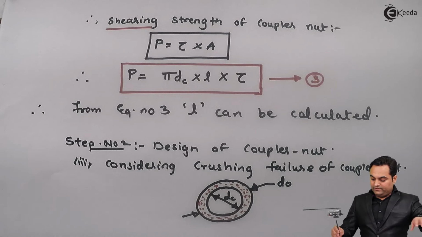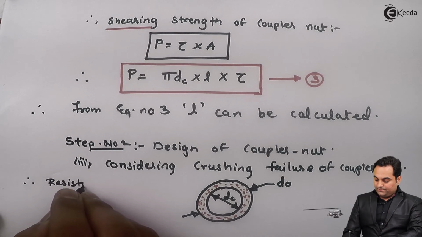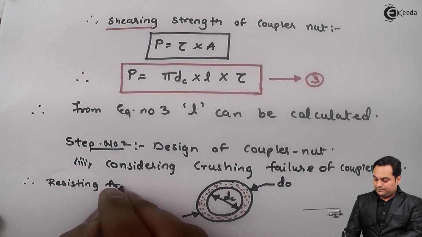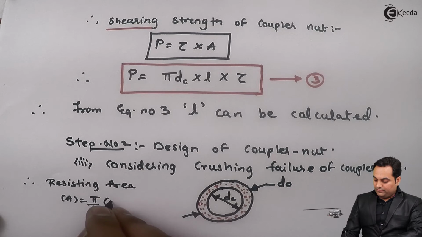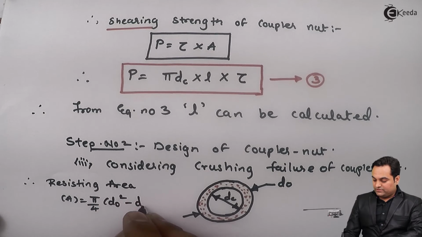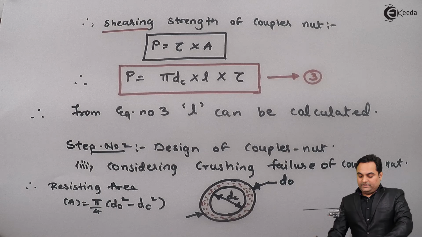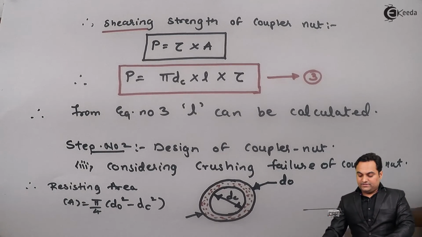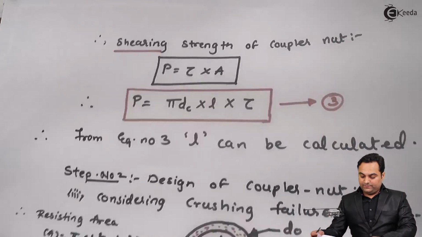So, here I can write down, therefore, resisting area capital A is equal to pi by 4 outer diameter square, which is DO square minus DC square. Next, after getting this resisting area, now I can find the crushing strength of coupler nut.